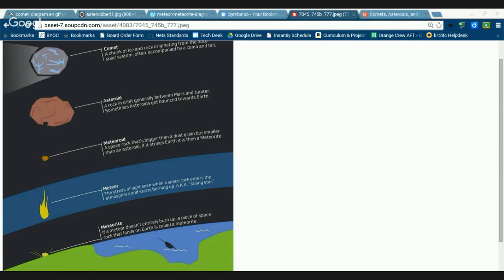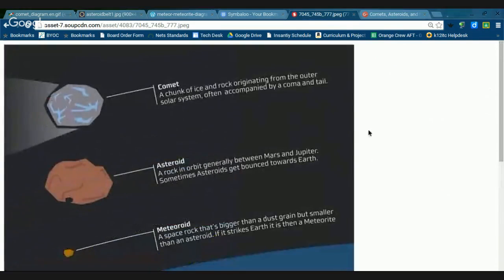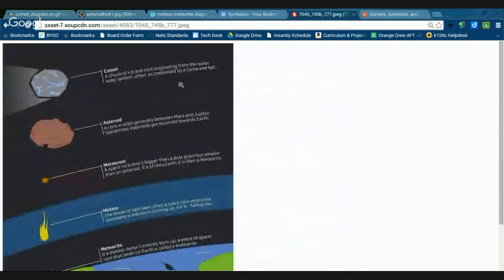So I've got an infographic up here that goes over all of the different ones. Actually, I'm on the wrong one. Here we go. There we go. So we're going to start with the comets, which are out here.